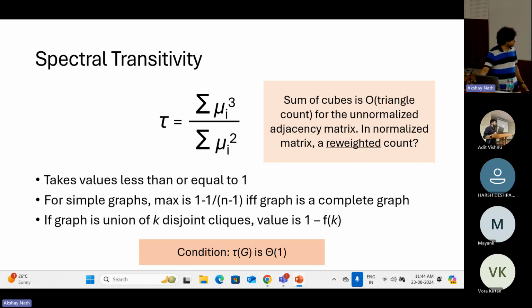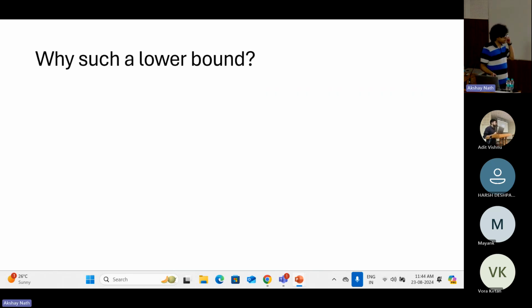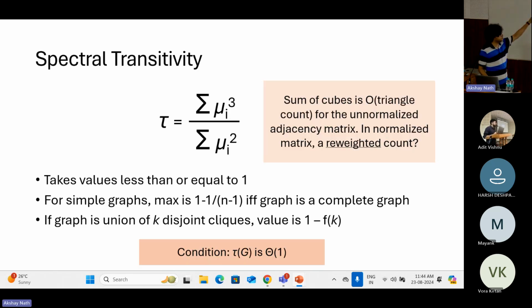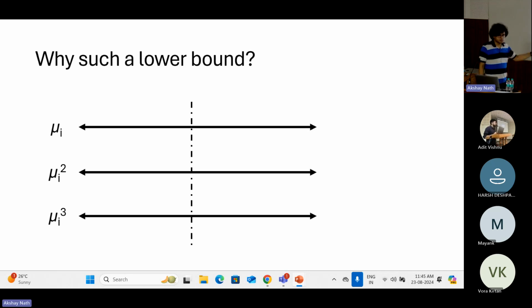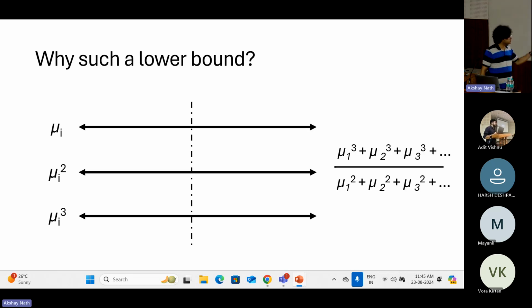So the condition I'm telling you is tau of G is going to be theta of 1. What does this mean? Why is this, what does it mean for tau of G to be theta of 1? It means that the cube is lower bounded by the square by some constant. So let's actually look at some eigenvalues and let's see what things look like. So this tau is this ratio over here, right? So let's consider one easy case where this eigenvalue, the first one, is exactly 1. So what's the contribution to the numerator and denominator? All 1, right? Perfect, great.